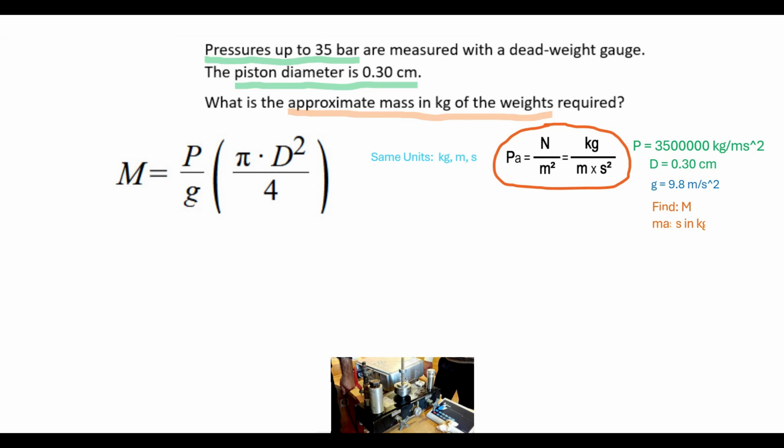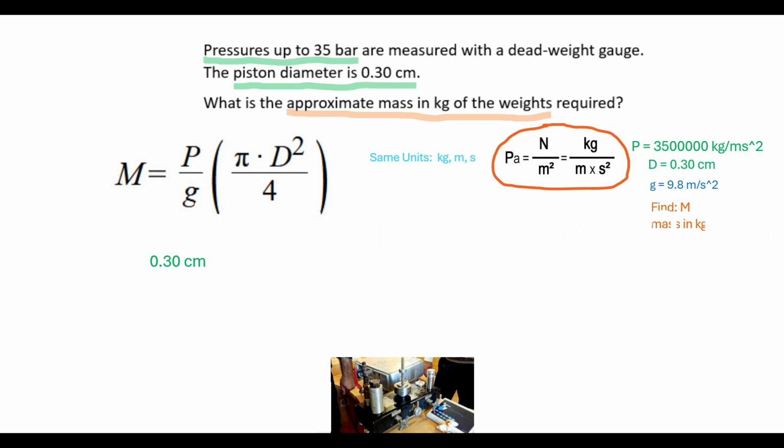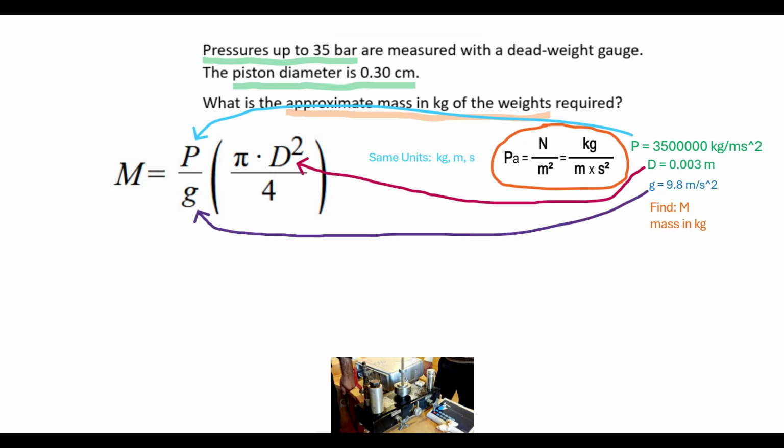Now do dimensional analysis of the diameter starting with the diameter value of 0.30 centimeters. 1 meter equals 100 centimeters. Cancel out the units of centimeters. Multiply 0.30 times 1 meter, which equals 0.30 meters. 0.30 meter divided by 100 equals 0.003 meters. Now you have diameter in the wanted units of meters. You now have pressure, diameter, and the acceleration of gravity in the wanted units of kilograms, meters, and seconds.